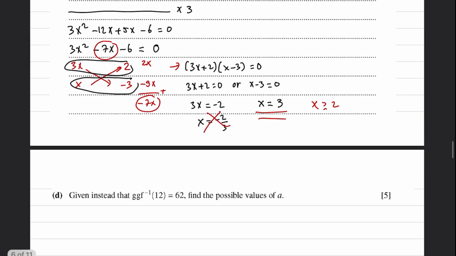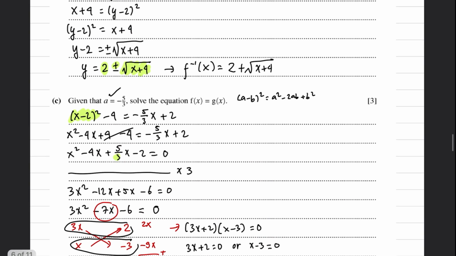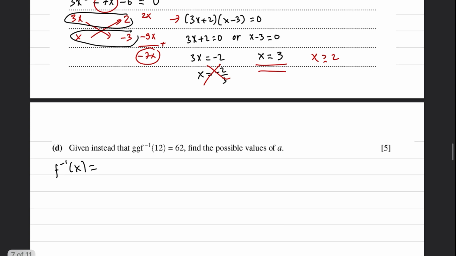And last question, finally, the composite function. Given that g g f inverse 12 equals 62, find the possible value of a. Now we combine three functions, guys: g, g, and f inverse. Because we already found f inverse, maybe I will write again f inverse x equals this one: 2 plus square root of x plus 4.